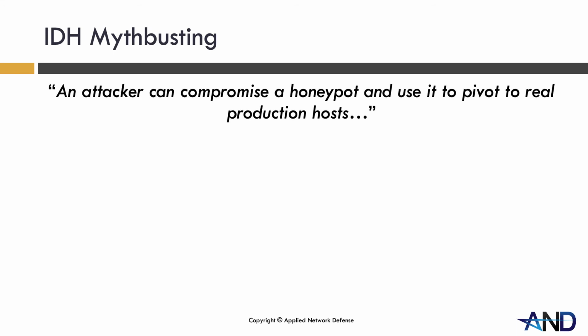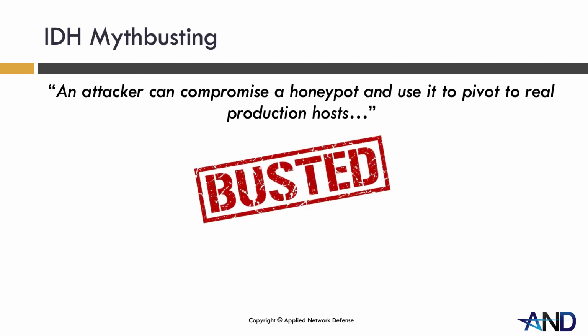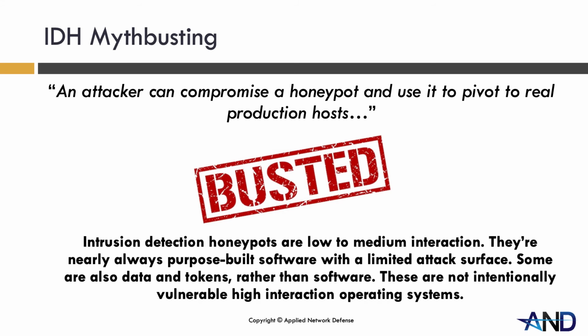The second myth: an attacker can compromise a honeypot and use it to pivot to a real production host. Again, this isn't really true and is very unlikely. Intrusion detection honeypots are generally low to medium interaction. They're almost nearly always some type of purpose-built software with a very limited attack surface. And some of them are only just data or tokens. So it's something like a Word document or a record in a database, a set of credentials that maybe an attacker will use somewhere else.